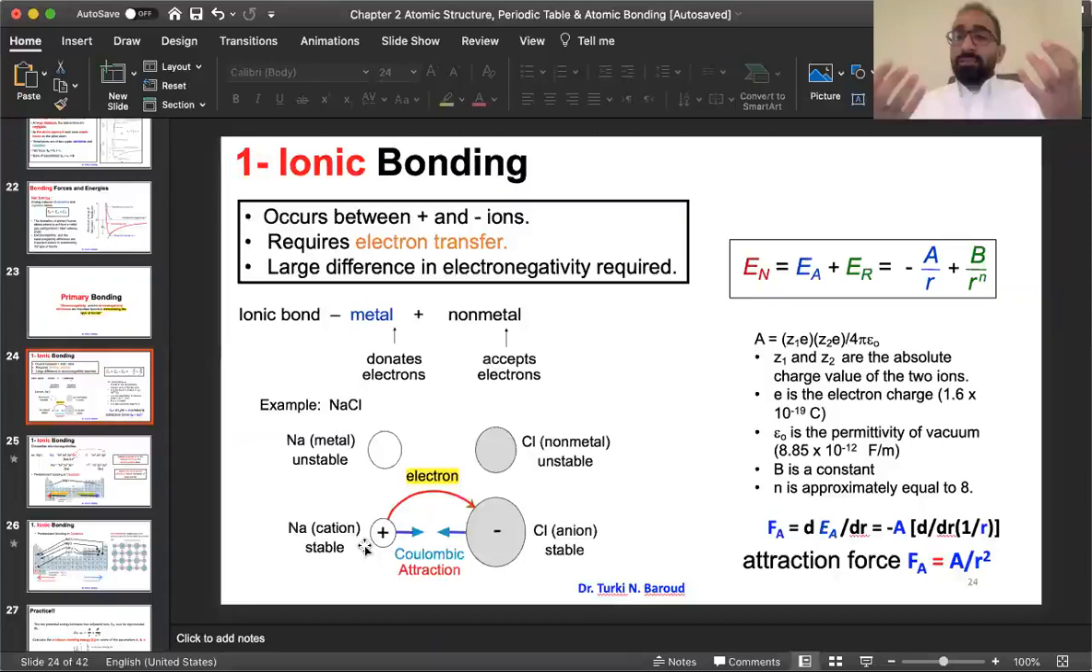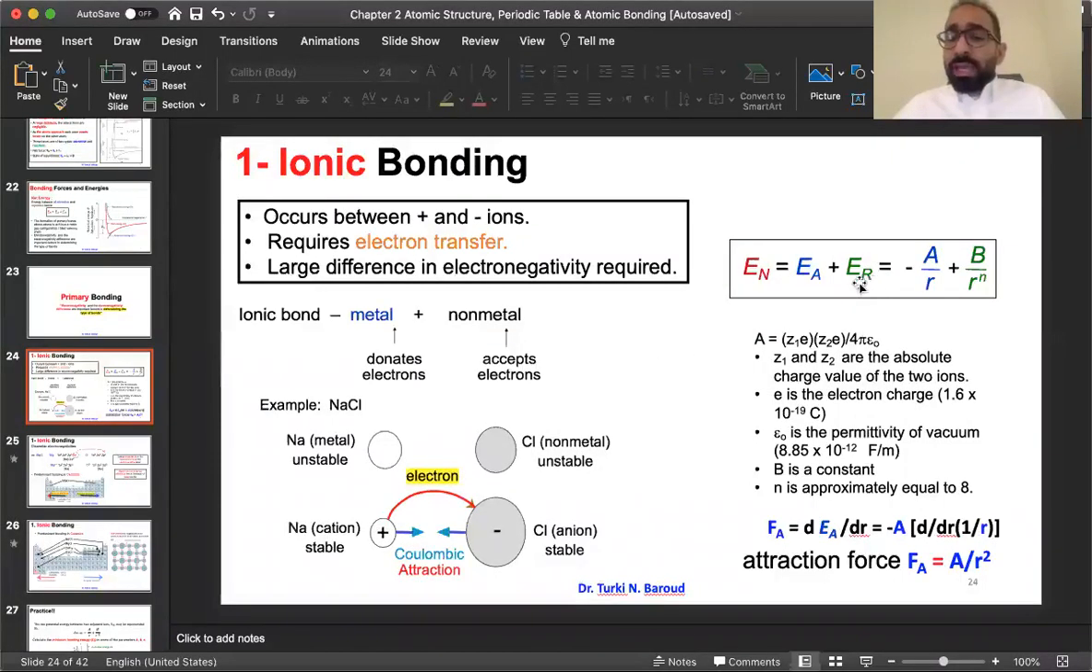Now what's going to happen? You have positive and negative charged ions, so there is something that's going to pull them toward each other. There will be Coulombic attraction. That Coulombic attraction will try to pull them closer to each other until a certain point where the electrons here and here will overlap, and that will result in repulsion. Okay, great.